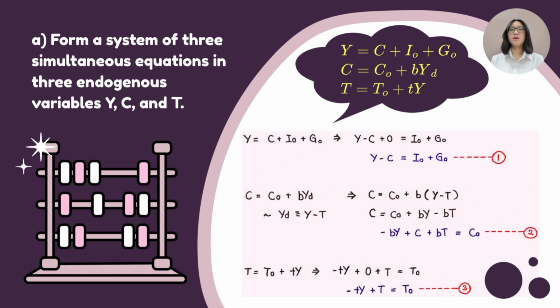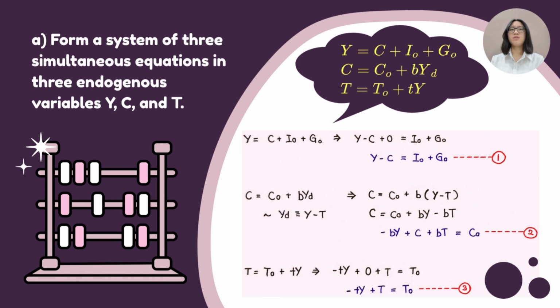From Y equals C plus IO plus GO, it doesn't have T, so we need to add 0 as the T term. We can get Y minus C plus 0 equals IO plus GO. Our first simultaneous equation is Y minus C equals IO plus GO. Secondly, we write again C equals CO plus B times (Y minus T). B times Y equals BY, B times negative T equals negative BT. So C equals CO plus BY minus BT.